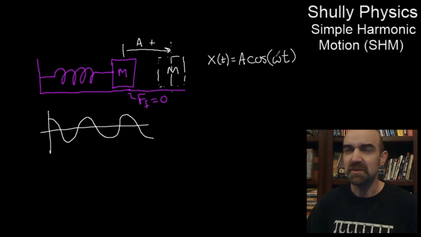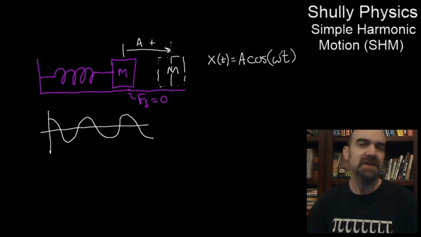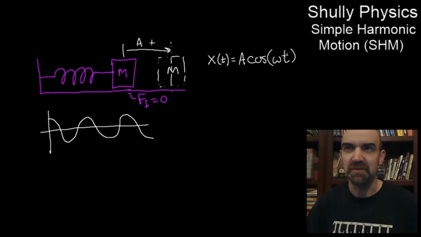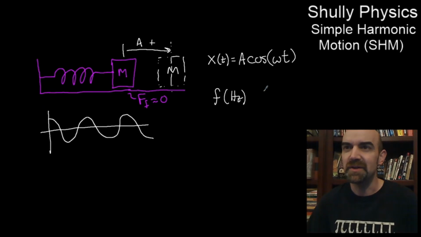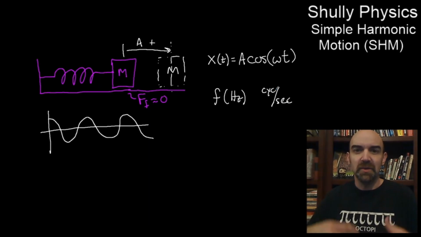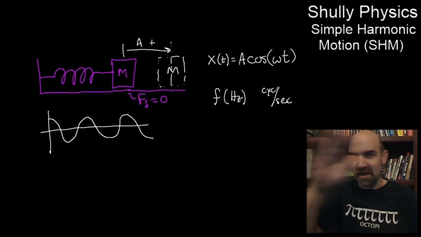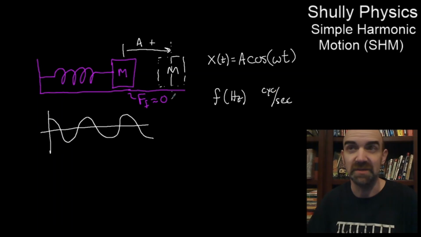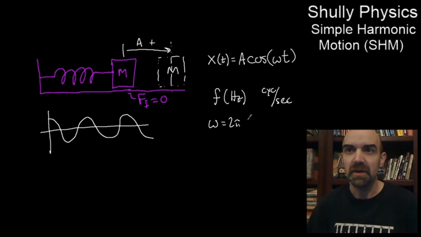And so you might have a feel for that when you've got cosine of time times a frequency. Let's go back to the relationship between frequency and angular frequency. Frequency measured in hertz has units of just cycles per second. So how many repetitions per second, how many times you go around per second, that's frequency, cycles per second. That's what hertz means. But omega, the angular frequency, is 2 pi f.